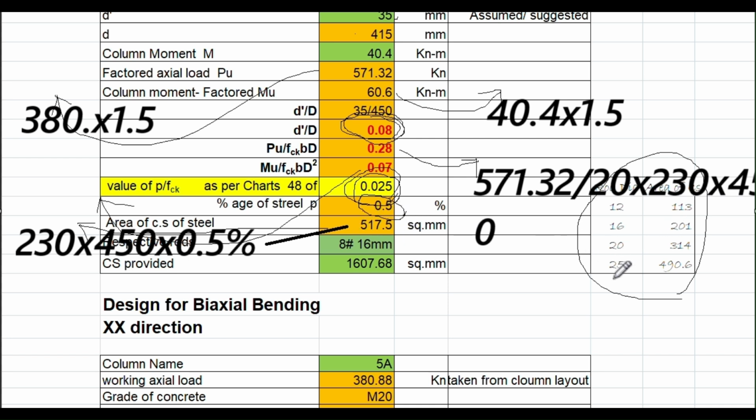But for being a column, it should have at least 8 rods, and not less than 12 mm is required. We are designing this only as uniaxial bending, but this reinforcement should be given a little higher for resisting the bending moment in the other direction also. So we are assuming 8 rods of 16 mm. The area of cross section comes as this. How much? That is 201 into 8 numbers, which comes as this much.